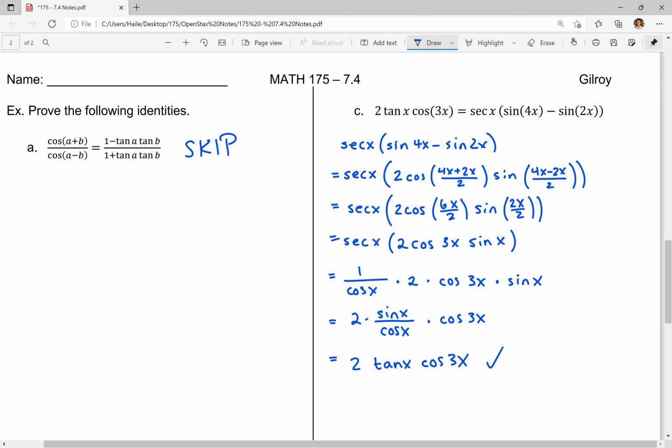Okay, so once again, maybe we got to a place in the identity where you might get a little bit stuck. Okay, the important thing is to think about where you want to go. So we wanted a tangent to appear, and we saw that we had a secant at our disposal, and so we used that to our advantage. Okay, so again, very important. Anytime you get stuck in the middle of one of these proofs, always think about where you want to go and try to map out a plan to get there.